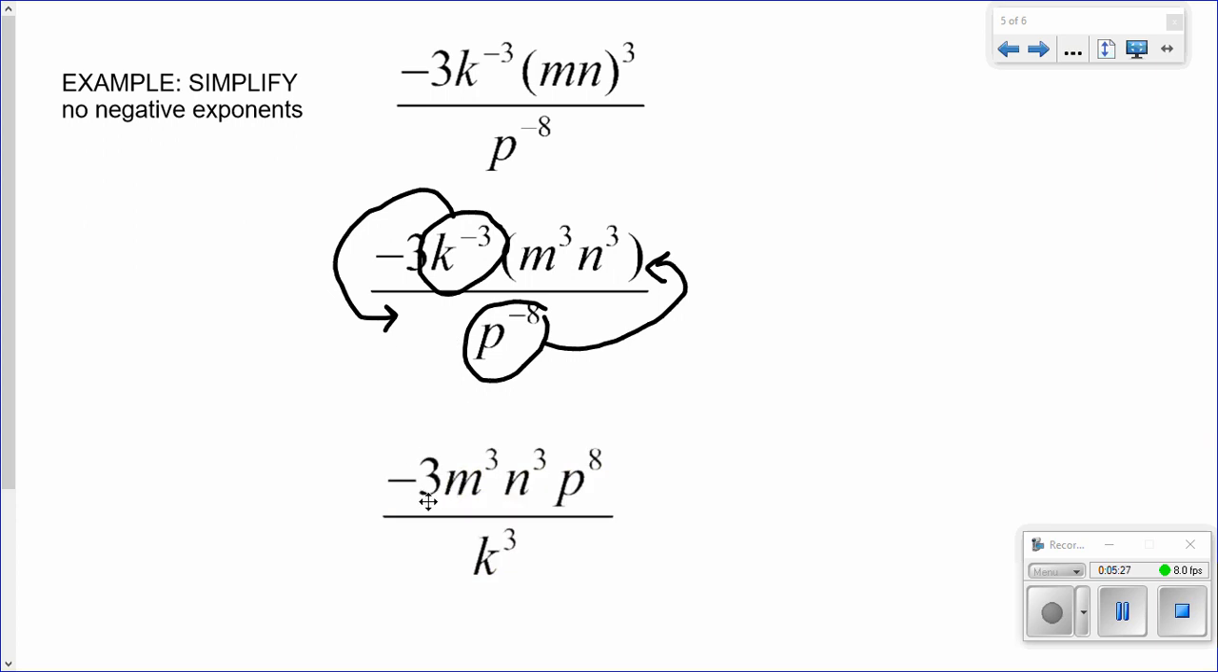So now it's negative 3 still on the top, the m to the third and the n to the third are on the top. And now the p is in the right place, so it's a positive 8. And the k got moved to the right place, so it becomes a positive 3 for the exponent. Now, all these have different bases. I can't add or multiply or subtract any exponents. So I just have to leave it as is. That is my simplified form. Okay? So it looks super complicated, but really there's only 2 laws I had to apply: negative exponents and the power of product. So it wasn't too bad.